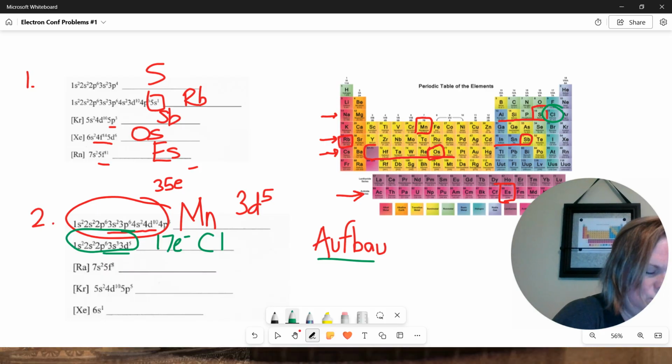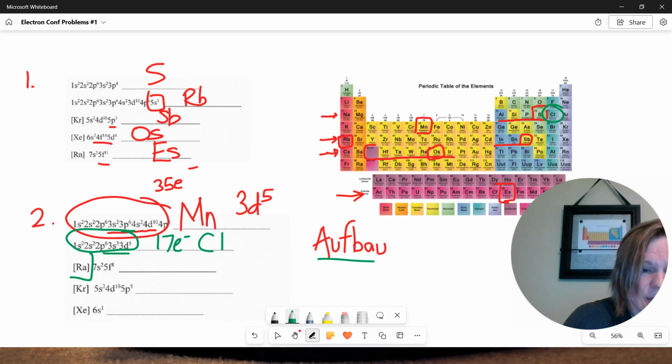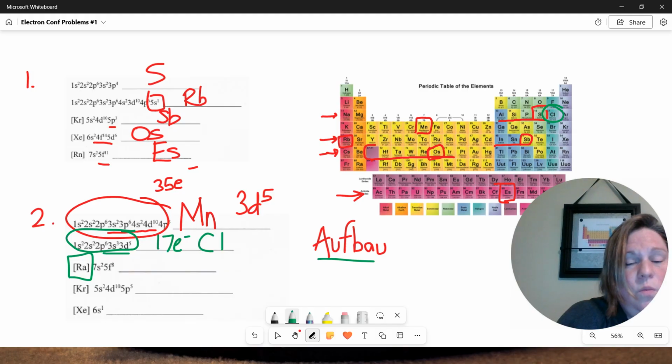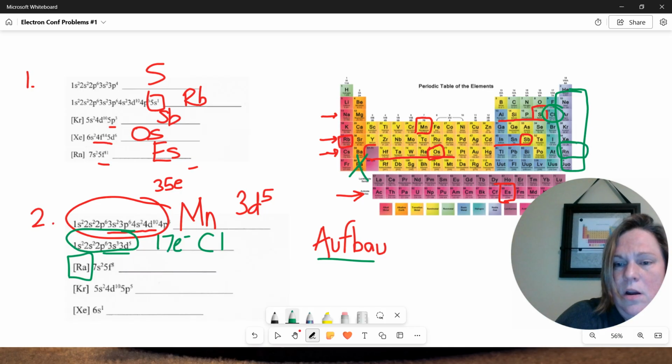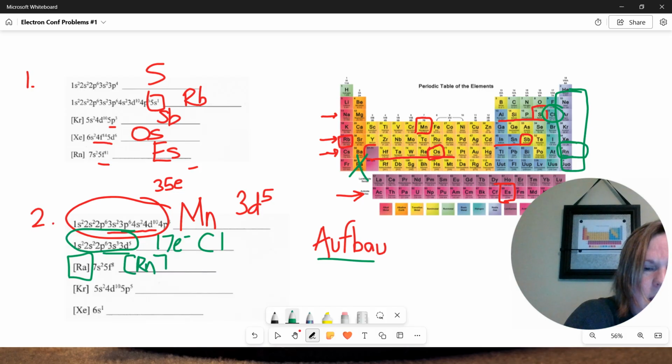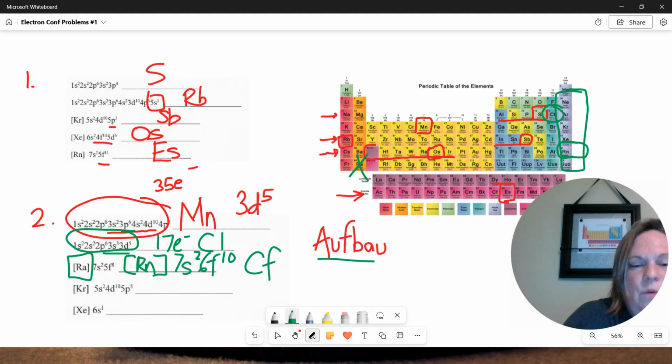The next one, we have a shorthand, and they have radium here instead of radon. We only use the noble gases for our shorthand, so we need to use the correct element. This is not a noble gas over here. Radon is our noble gas, so it should be Rn, which has 86 electrons. Then we pick up 7s2 and 6f10. And this will give us Cf, californium, as our element.